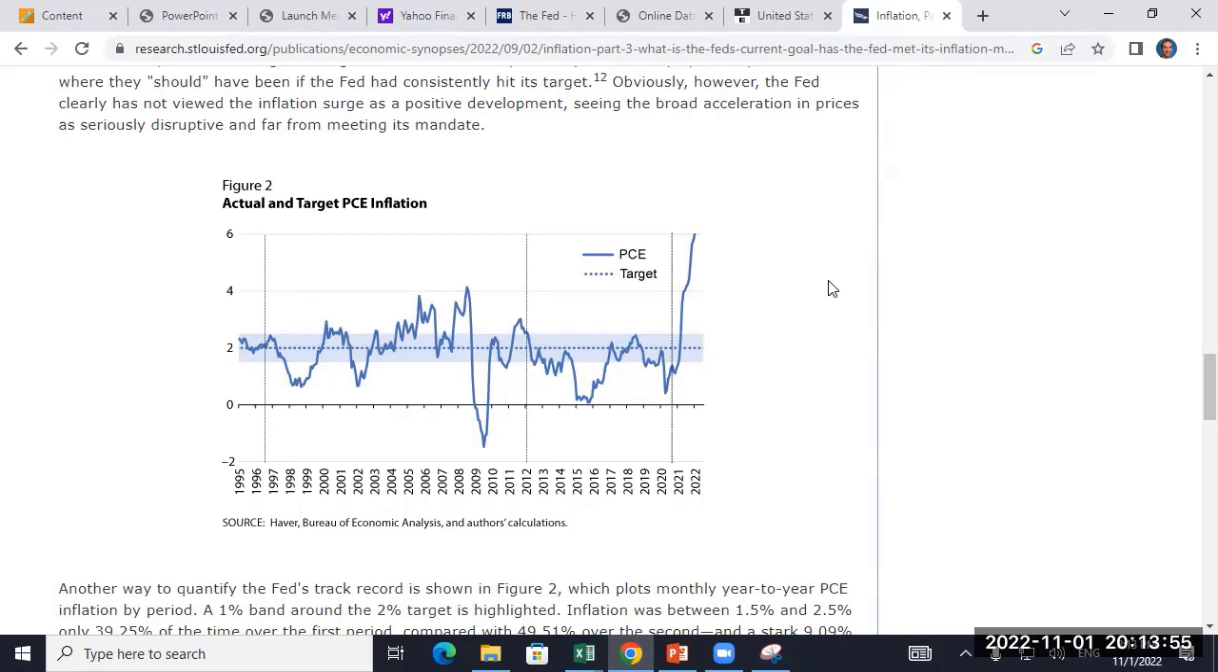That means they want exactly 2% inflation. They want 2% or less. They want the average 2%. This one implies they want an average of 2%, which is easy when you have numbers like this to help bring the average down. Really hard when you have numbers like that.